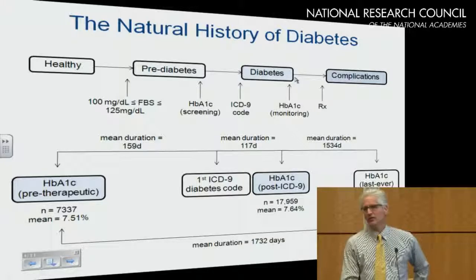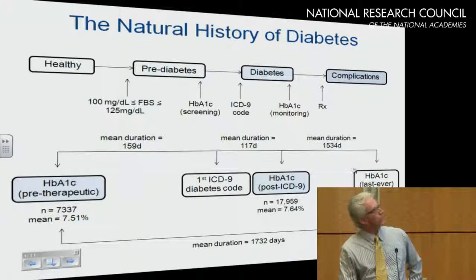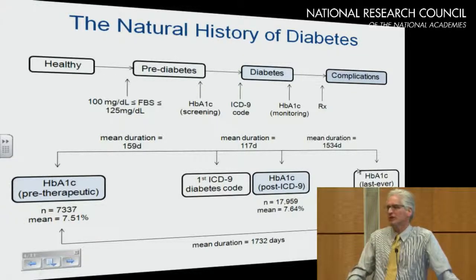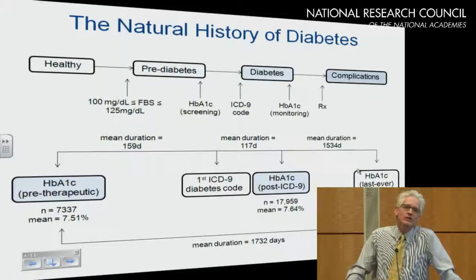Now, when we did this study of the abandoned coal mines, we had about 20,000 diabetics, and we looked at our data, and we found all sorts of strange things in the data. We found a good proportion of patients had been treated for diabetes before they ever had an ICD-9 code for diabetes.